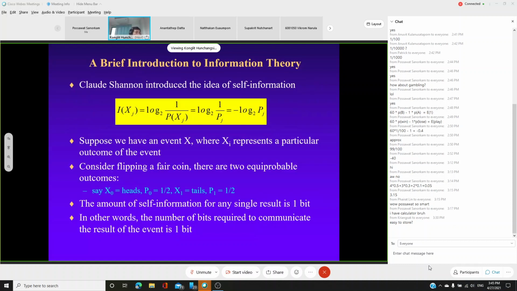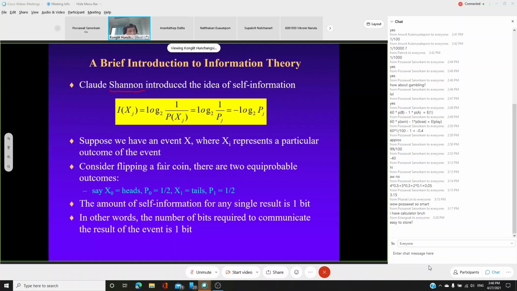Now, let me give you a concept of information a bit. The guy named Shannon here introduced the idea of self-information. He wants to measure the information of some events, like X here. There's uncertainty about that event, right? But we want to measure the information of that event.